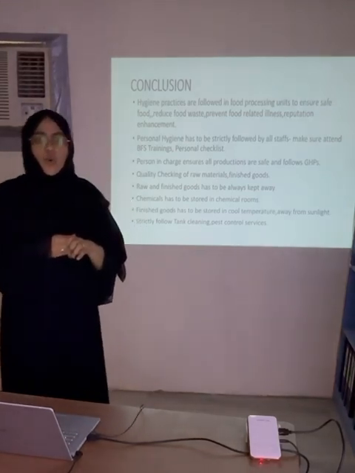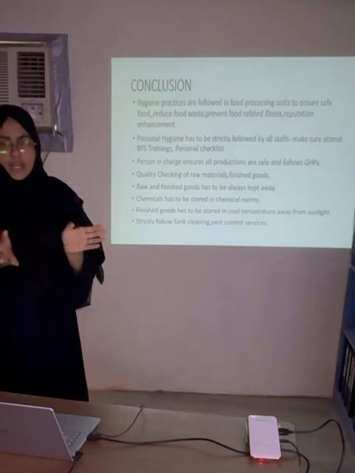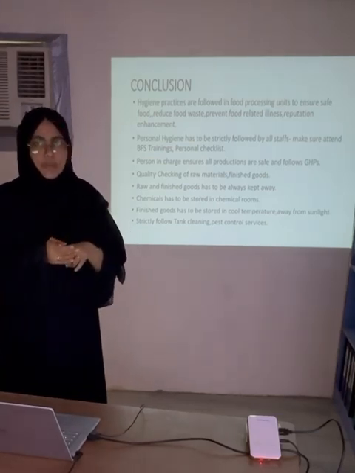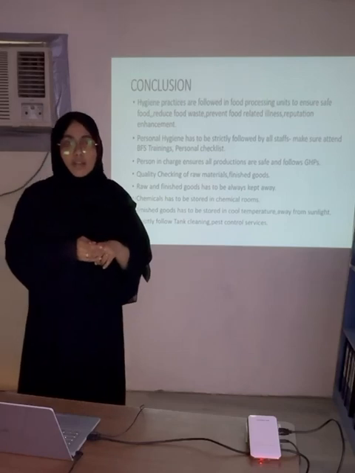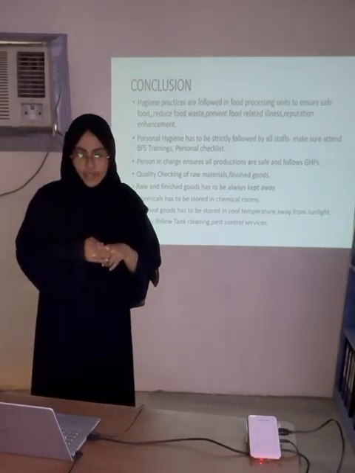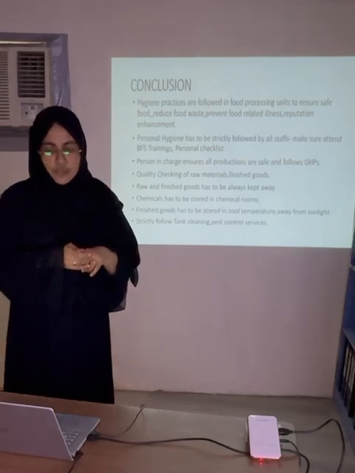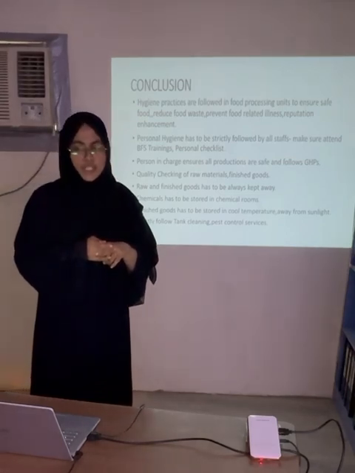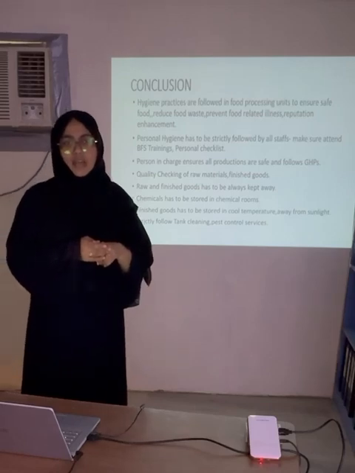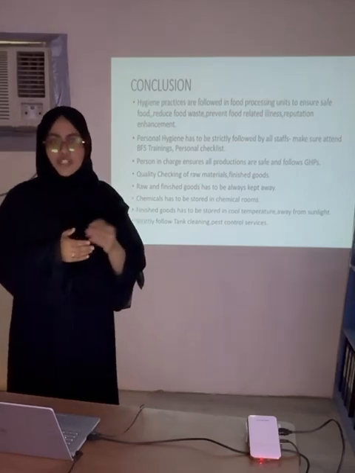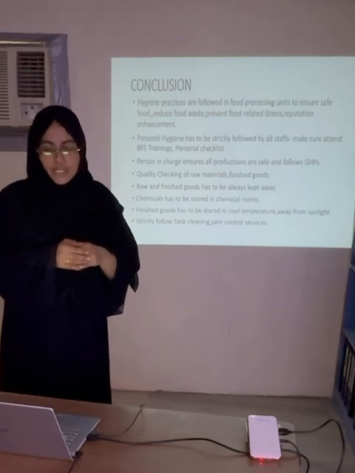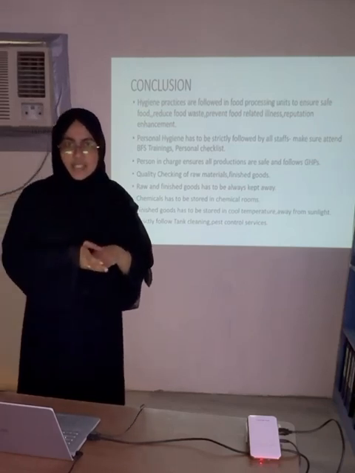Next, raw and finished goods should be kept away from each other. They should not be kept in the same places, and chemicals should be stored in specific chemical rooms with a good temperature, below 25 degrees Celsius. Finished goods have to be stored at a cool temperature. Items like water bottles should not be exposed to sunlight; they should always be kept away from it. Strictly follow tank cleaning as well as pest control services.